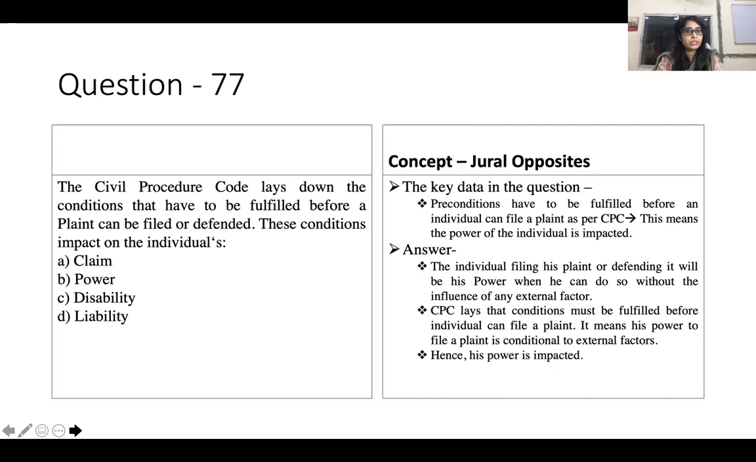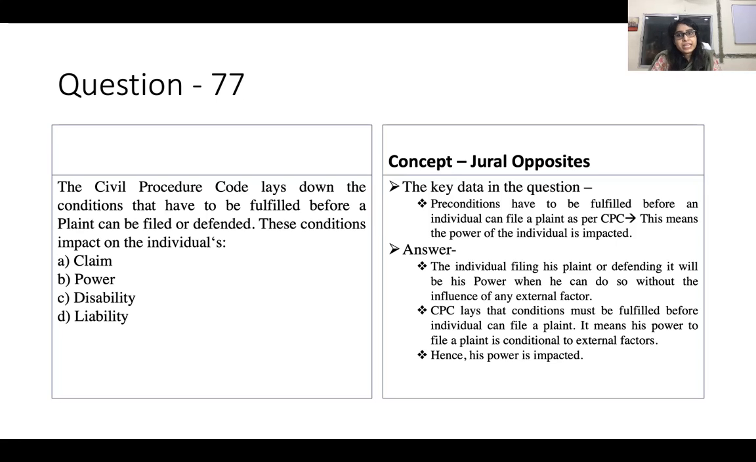So now let's move on to the next question, 77. The Civil Procedure Code lays down the conditions that have to be fulfilled before a plaint can be filed or defended. These conditions impact on the individuals. Is it a claim, power, disability, or liability? Here, the answer is power. Now let's see how. And the concept used here is jural opposites.